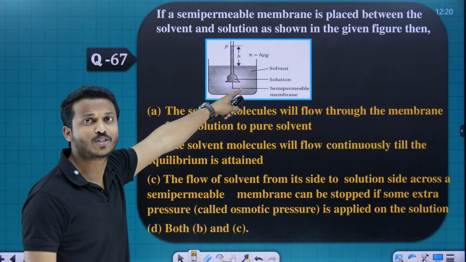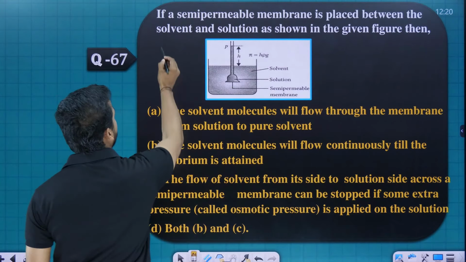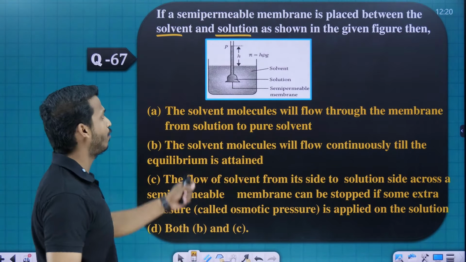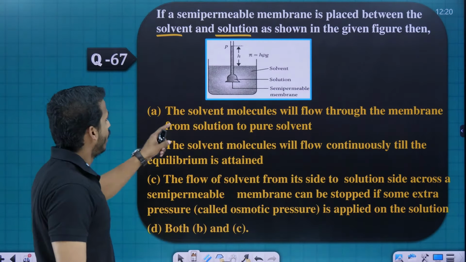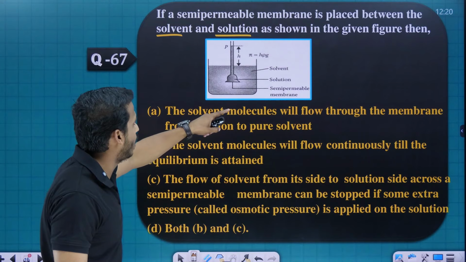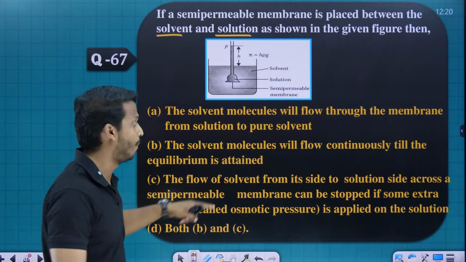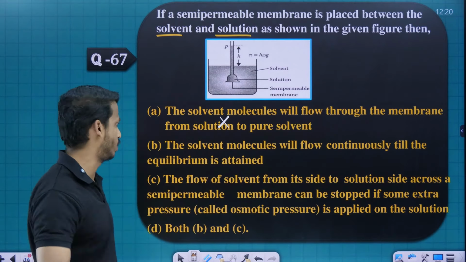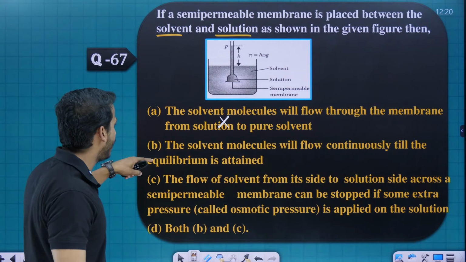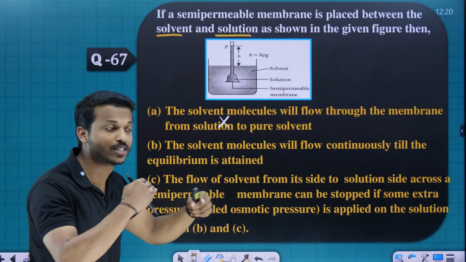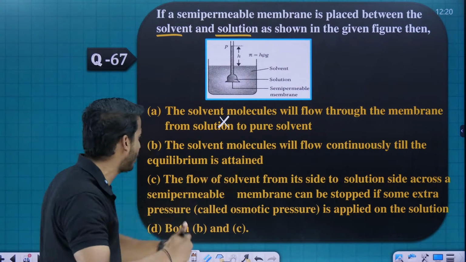67, this is our osmosis process. If a semi-permeable membrane is placed between solvent and solution as shown in the given figure, let's see what happens. The solvent molecule will flow through the membrane from solution to pure solvent. No, solvent to solution. That is called osmosis, right? Solvent molecules will flow continuously till equilibrium is attained. Yes, solvent molecules will go through the semi-permeable membrane till equilibrium is attained.